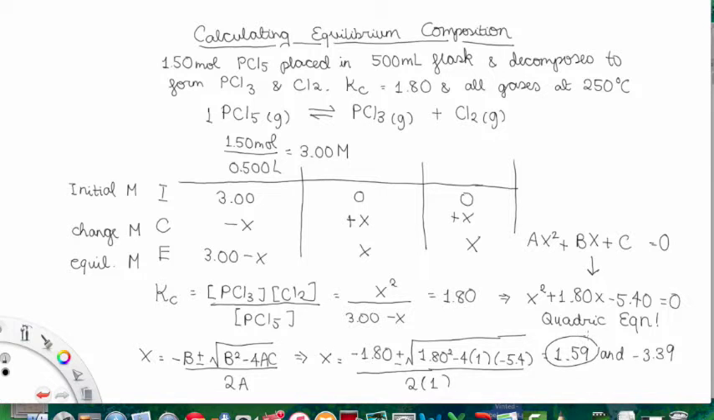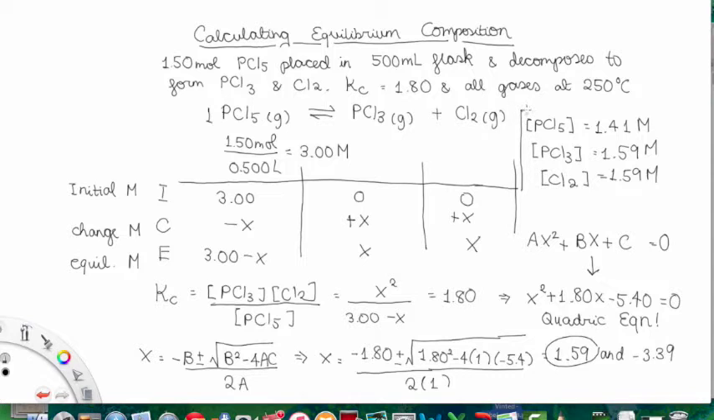So now that we know what this value is, we actually figured out all of the equilibrium molar concentrations. So let me write that right here because I'm running out of space. For the concentration of PCl5, it's 3 minus x, which is 3 minus 1.59, which is 1.41 molar. For the concentration of PCl3, that's just x, so it's going to be 1.59 molar. Finally, for Cl2, it's exactly the same. It's x again, so it's 1.59 molar.